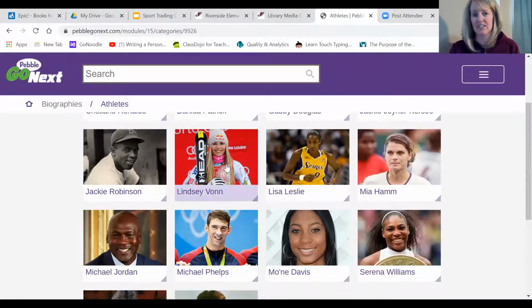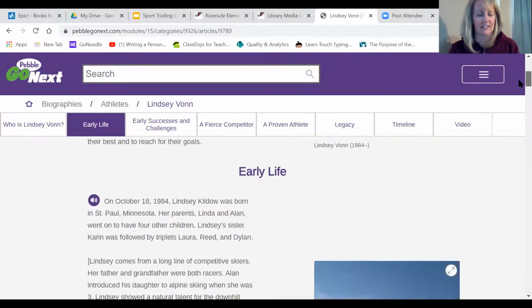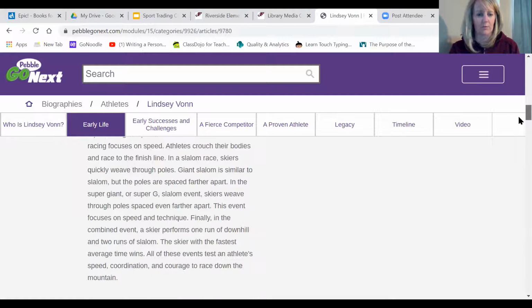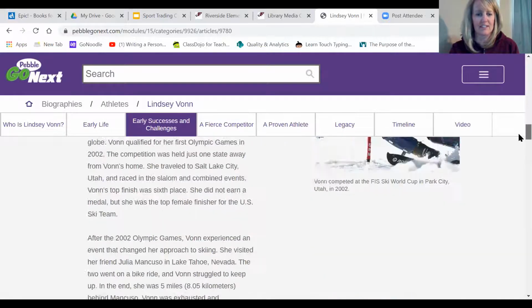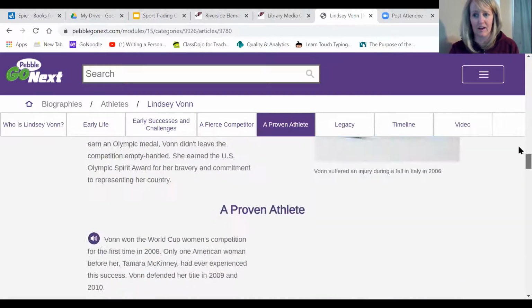My example is I'm going to use Lindsey Vonn. She is a famous downhill skier. I'm going to click on Lindsey Vonn, and here I get some stuff about her early life, stuff about her races, her successes. All of this information would be really helpful in creating my trading card.